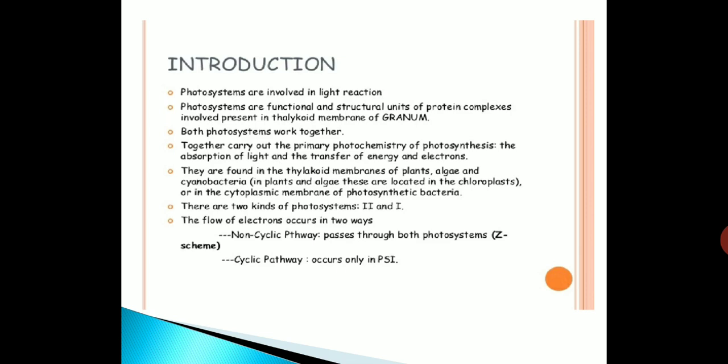There are two kinds of photosystems, second and first. The flow of electrons occurs in two ways. Non-cyclic pathway, that is, the electron passes through both photosystems. This is called Z scheme. And cyclic pathway, it occurs only in photosystem 1.